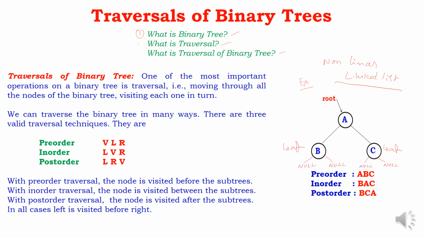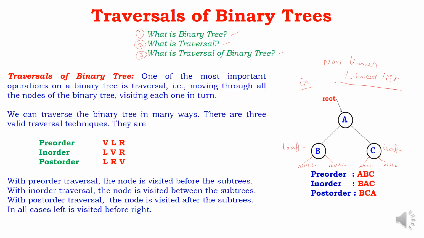Then second one, what is traversal? Visiting the values of a data structure. For example, stack. Stack contains some values. Visiting all the values of a stack is called traversal of a stack. Suppose we consider queue data structure, queue contains some values. Visiting all the values of a queue is said to be traversal of a queue. In the same fashion, visiting the values of a tree is said to be tree traversal or traversal of a binary tree.